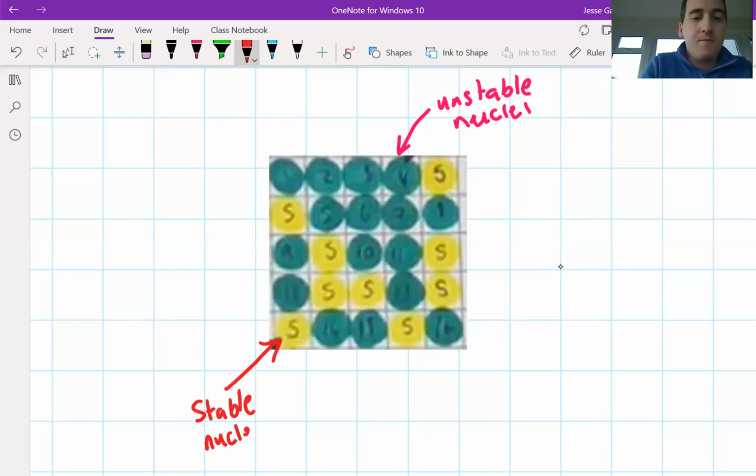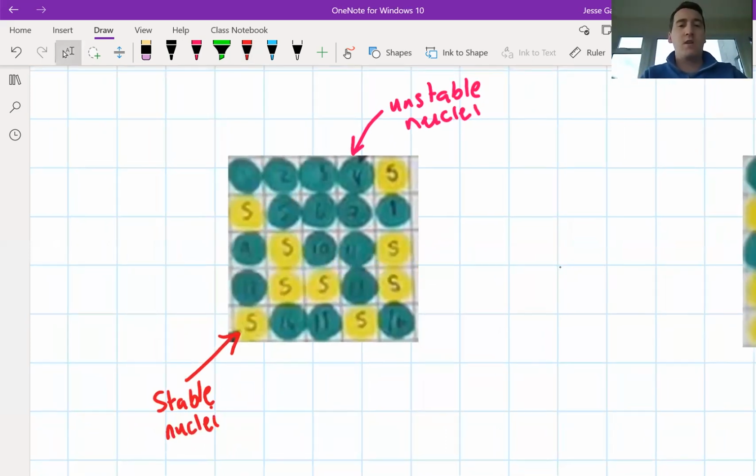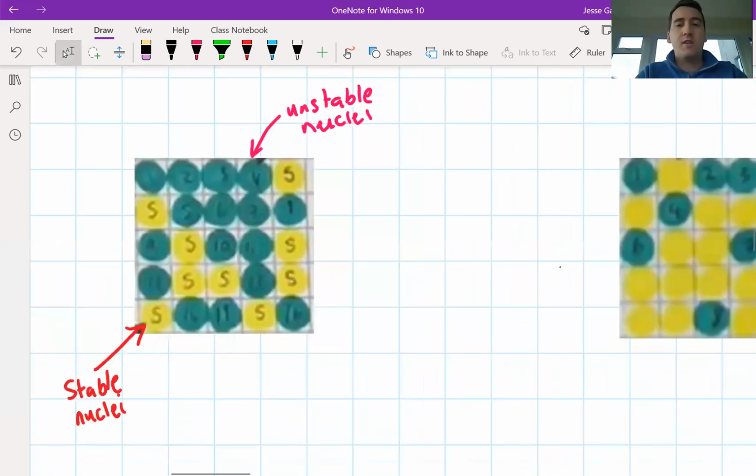Obviously, over time, the green ones are going to undergo radioactive decay. And it's impossible to know and predict exactly when each of these atoms is going to decay. We can never find out that one's going to decay at this exact moment. So it's pointless to even try and watch each individual atom. But what we do know is that over time, they will break down. And over time, this is going to happen.